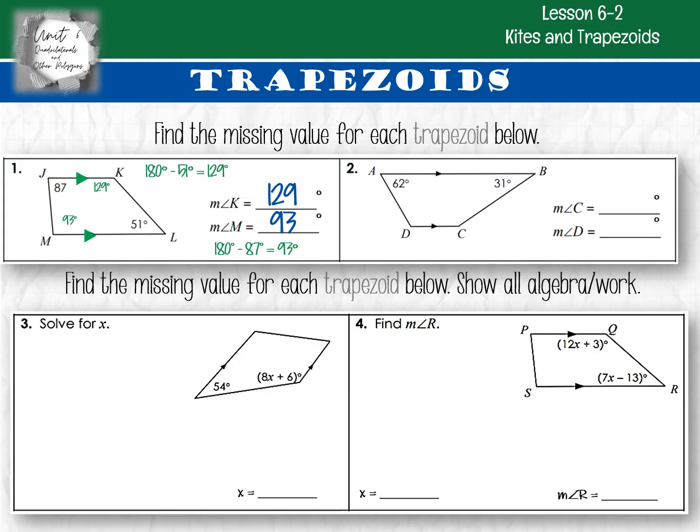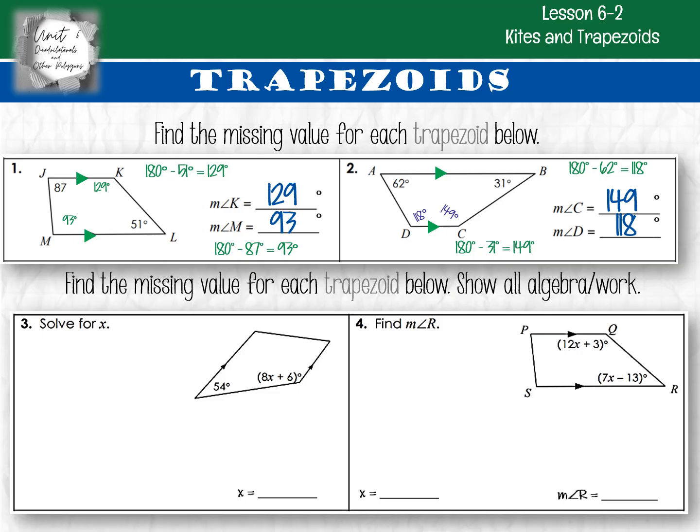Let's do number 2. We have parallel sides again. One set, that makes it a trapezoid. Let's see, 180 minus 31 is 149 degrees. That gives us measure of angle C. Do the same thing. 180 minus 62 is 118 degrees, and that gives us measure of angle D.